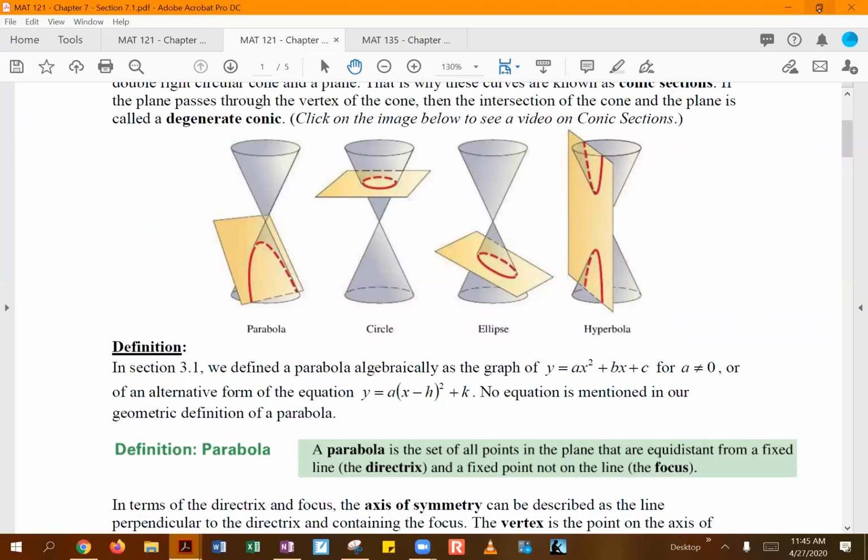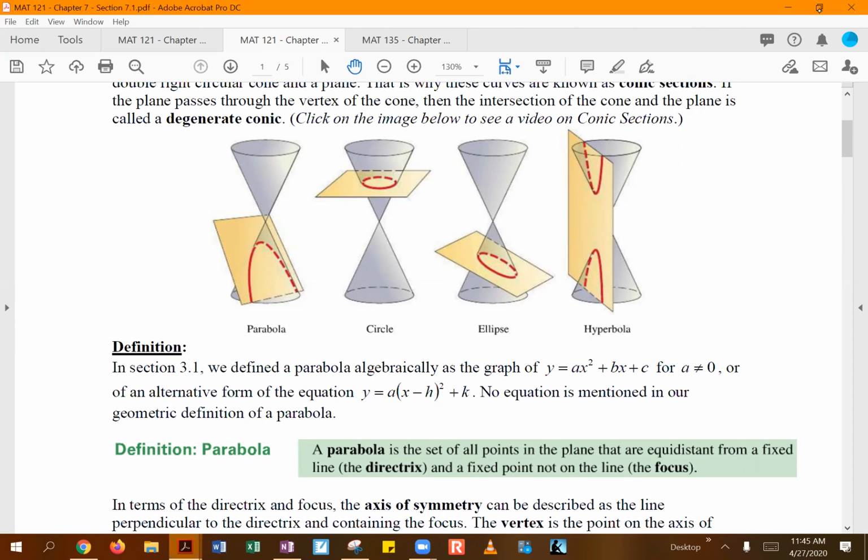Now basically your circle is just a special type of ellipse, because you can see for an ellipse, our plane is at an angle when it intersects the cone, whereas for our circle, we keep the plane perpendicular to the axis of the double circular cone. And so your circle, of course, is going to have a little bit of a different shape than the ellipse, which means we will have a little bit of a different equation for the ellipse as compared to the circle.